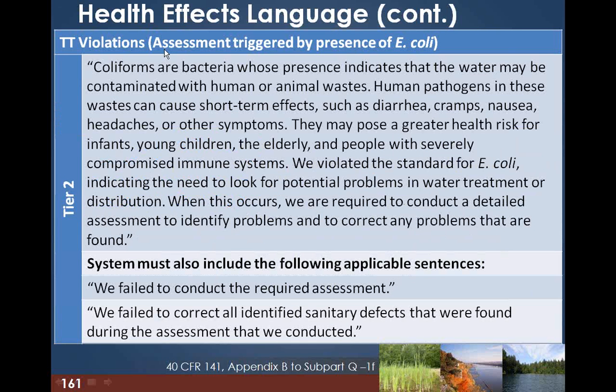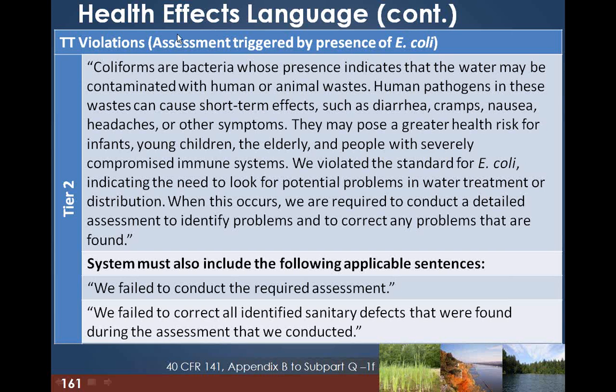For Tier 2 public notification, and this is just a reminder, Tier 2 public notification is not required when you have to do an assessment. If you have to do an assessment, and if you do everything right with your assessment, there's no public notification required, just the assessment and the follow-up action. If, however, you don't follow the treatment technique assessment provisions, so you either fail to conduct an assessment or fail to implement the corrective actions, then you would have a Tier 2 treatment technique violation.